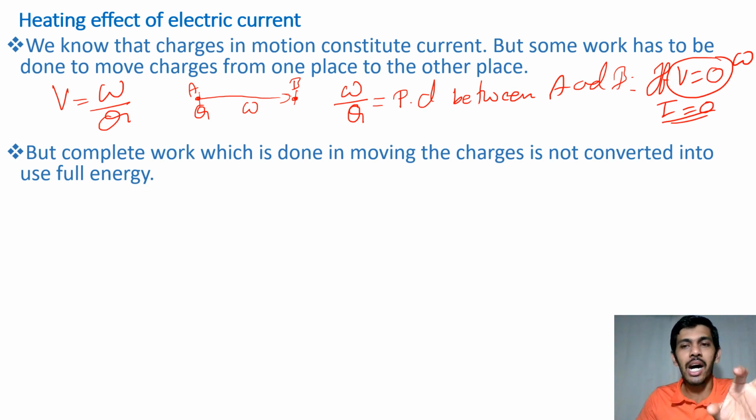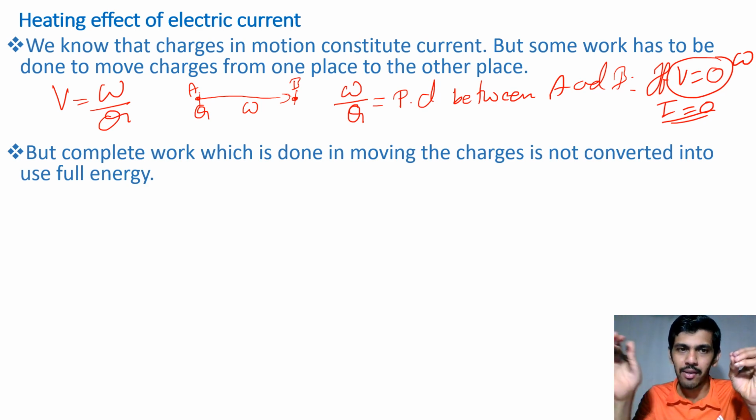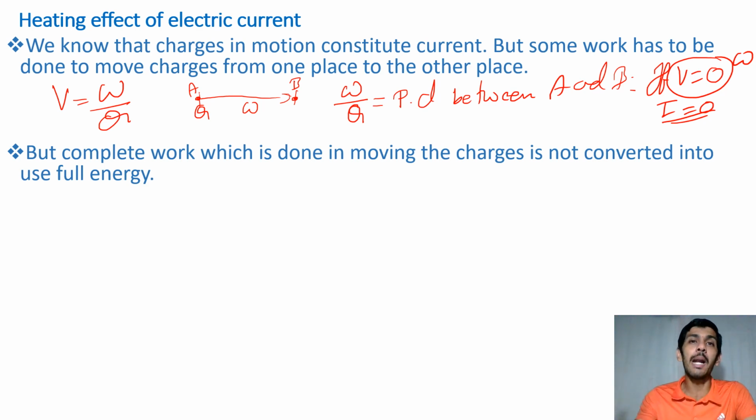Some part of that work done is utilized for converting into useful energy. Say for example, I have switched on the fan. That means there is some potential difference. I have connected the fan to that particular voltage, and the fan runs. That means that particular work done due to the potential difference is used as useful work or useful energy. That is nothing but the running of the fan.